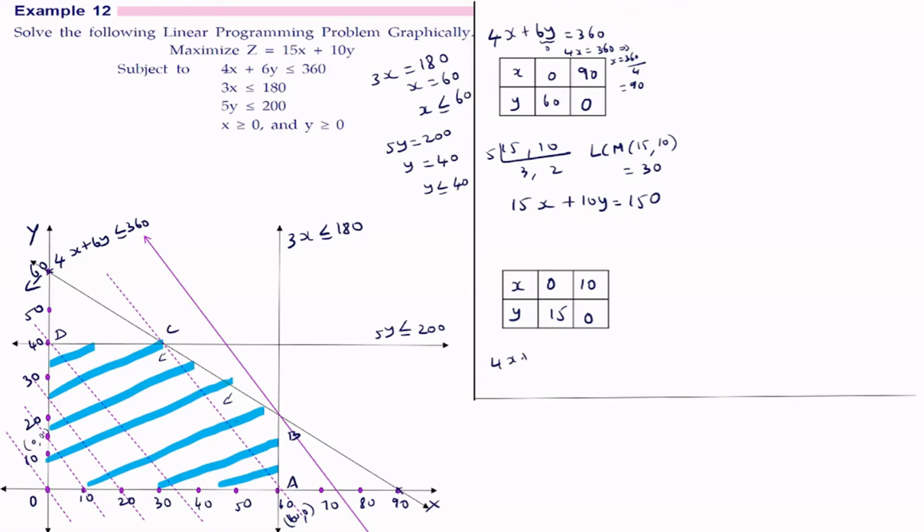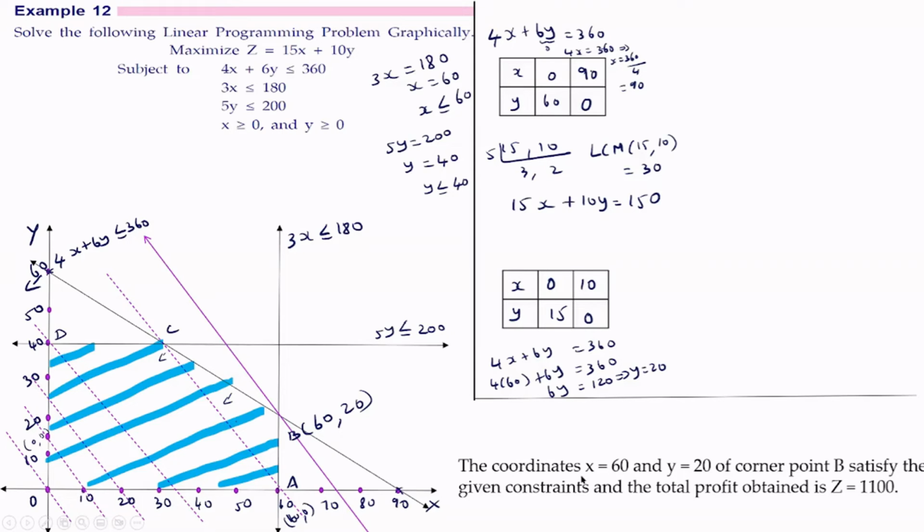So here 4x plus 6y equal to 360. We know the x coordinate is 60. So 4 into 60 plus 6y is 360. So 6y will be 360 minus 240, which is 120. So y is 20. So here the coordinates for B are (60, 20). So this corner point B will maximize Z.